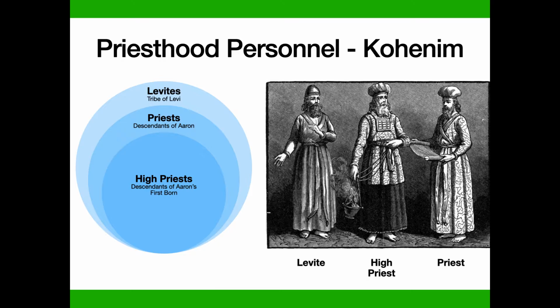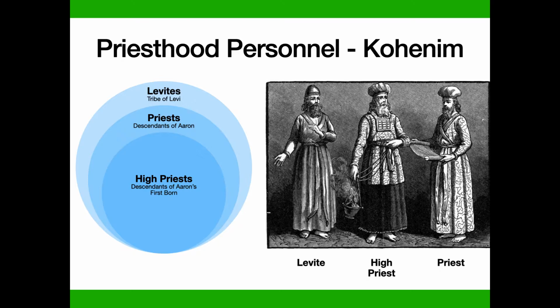So here we have kind of a bubble Venn diagram of the Levites versus the priests versus the high priests. Now, the tribe of Levi were the priestly people, right?